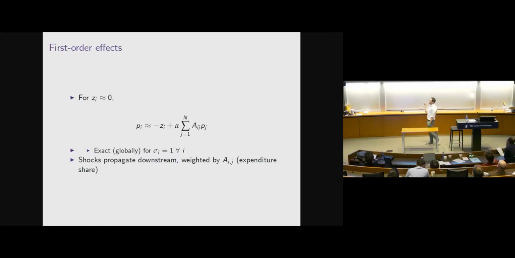So for small shocks, when the z_i's are close to 0, we get this simple linear recursion. So this is what you normally do in production networks. You either linearize or you set the elasticity of substitution to 1. And in that case, what determines the price of good i is, again, its productivity and just the sum of all the log prices upstream, and you can just solve that, right? That's just a linear problem. It's just a matrix inversion. The result from that is that shocks propagate downstream, weighted by those a_ij's.